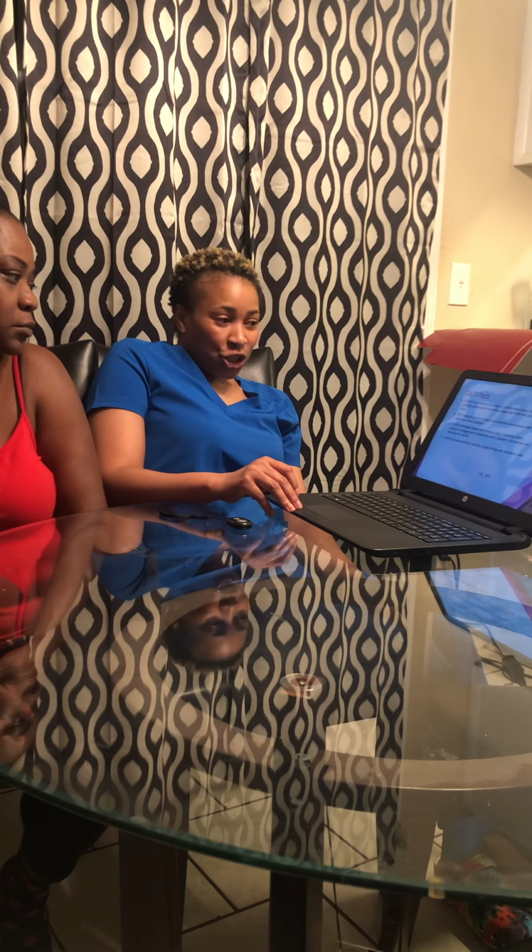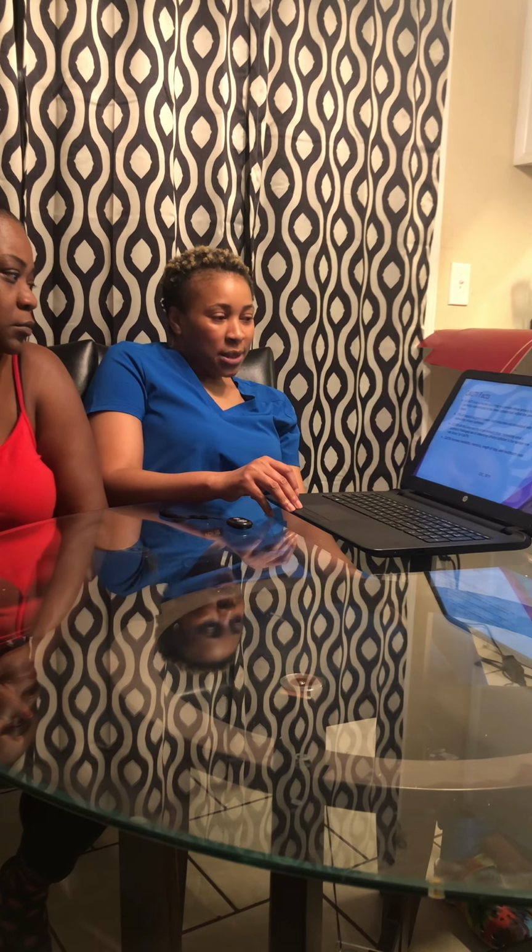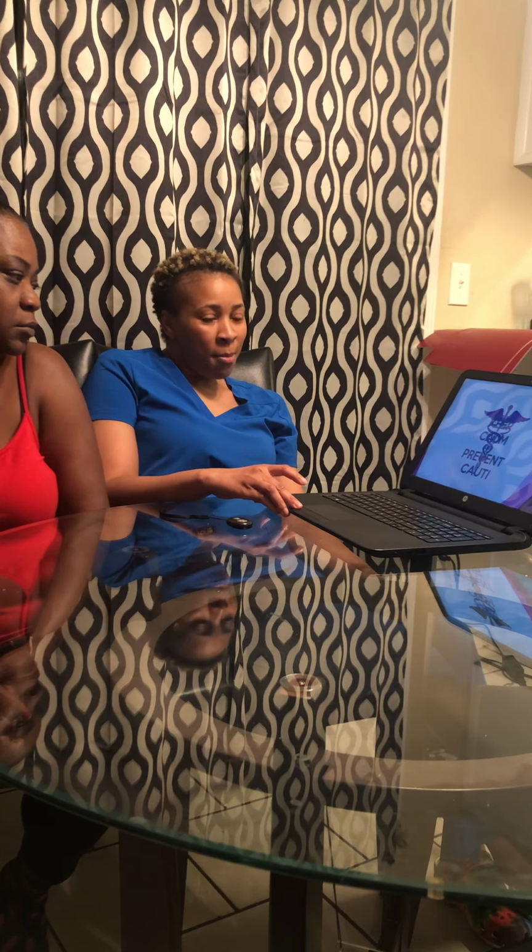A CAUTI is an infection occurring in a person whose urinary tract has been currently catheterized or has been catheterized within the previous 48 hours. 75% of hospital-acquired urinary tract infections are associated with indwelling urinary catheters. According to the CDC, 13,000 deaths occur annually from indwelling urinary catheters. Prolonged use of indwelling urinary catheter is the #1 risk factor for CAUTIs. CAUTIs increase patient morbidity, mortality, their length of hospital stay, and health care costs. So what we want to do is keep calm and prevent CAUTIs.